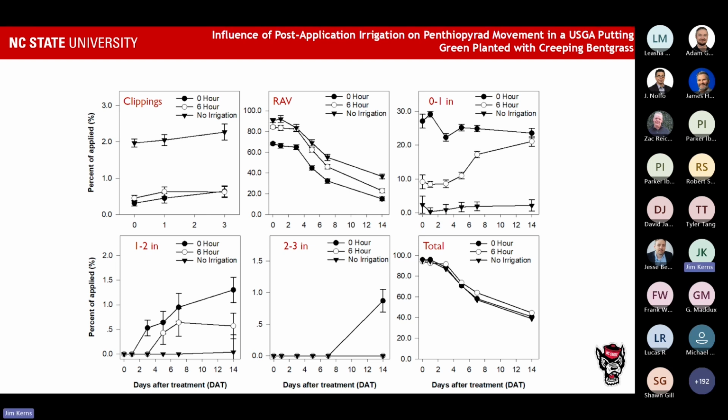So this RAV, what is this? This is everything that isn't removed with the mower or that we couldn't remove with scissors at the bottom of the organic layer, right? You notice no irrigation here, almost 95% of the material staying up in that zone, versus maybe 89 to 90% with watering 6 hours later, or doing what I hear people say, watering that evening. And then here's watering immediately, right? Getting 70% of that product, or 30% through that layer.